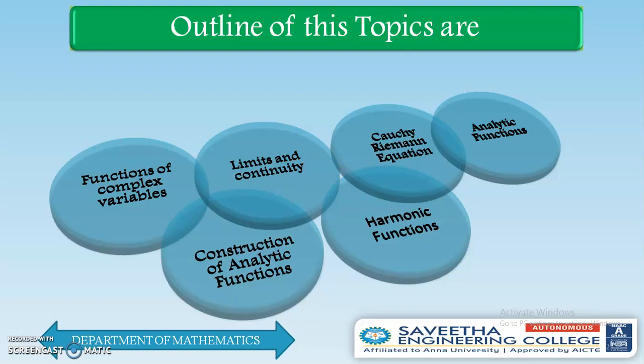In these sections we follow analytic functions, then construction of analytic functions. These two topics are very important. Based on analytic functions we will get a 2 mark question, and for construction of analytic functions we will get a 13 mark question, compulsory in the examinations. For these two we should learn the CR equations. Using these formulas we can find analytic functions and do the construction of analytic functions.